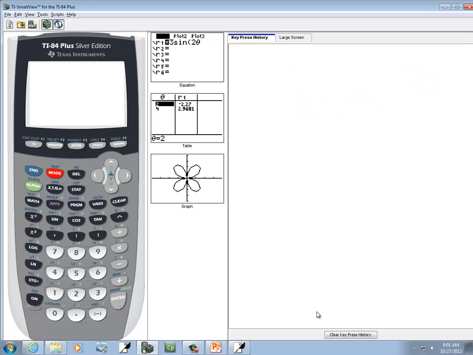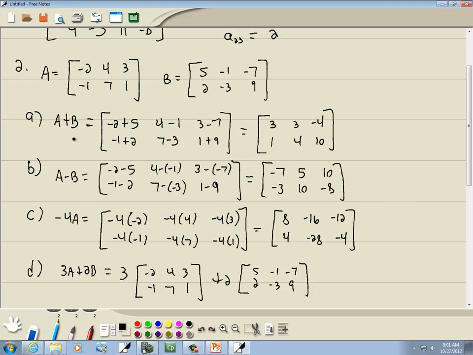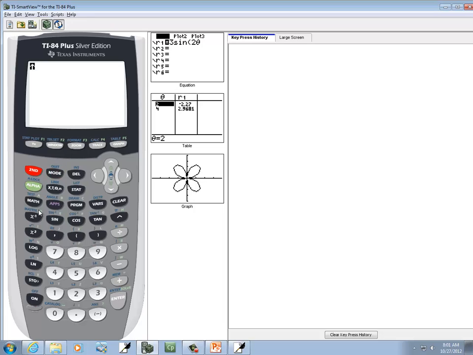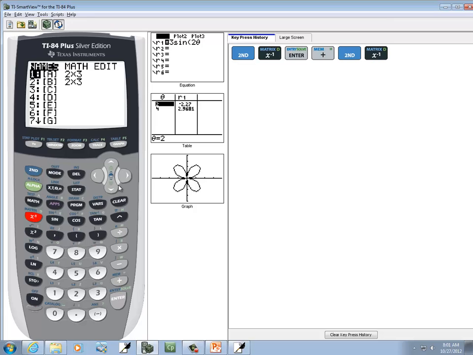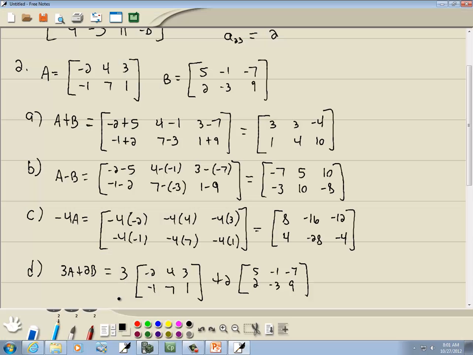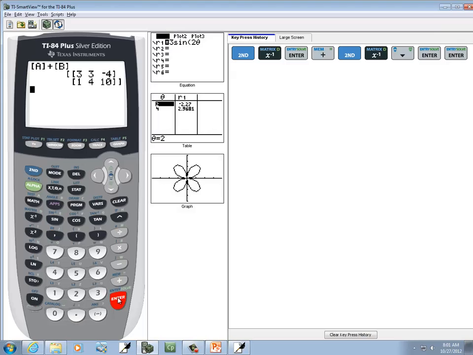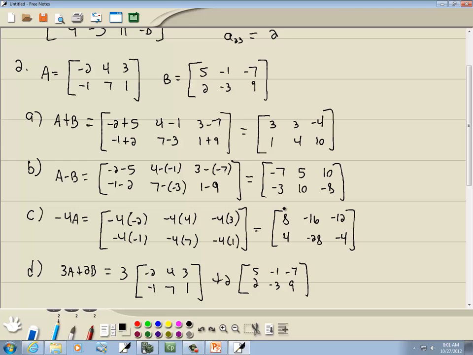Okay. Now we're ready for our first one, A plus B. Well, I'm going to go to my matrix menu, second x negative 1. Enter on A. See, I'm under the names. So enter on A. Plus, go back in my matrix menu, second x to negative 1. Down arrow to B. Enter on it, and enter again. And we get 3, 3, negative 4, 1, 10, 4, 10. Okay, looks like we did it right by hand.